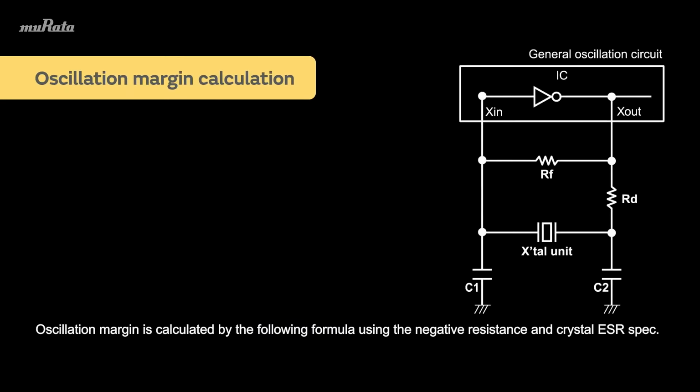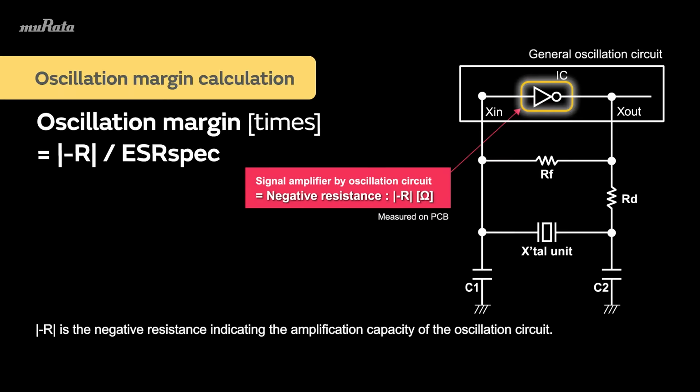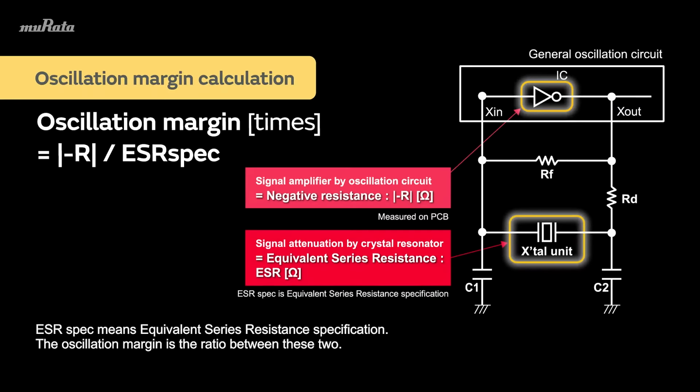Oscillation margin is calculated by the following formula using the negative resistance and crystal ESR spec. The absolute value of -R is the negative resistance indicating the amplification capacity of the oscillation circuit. ESR spec means equivalent series resistance specification. The oscillation margin is the ratio between these two.